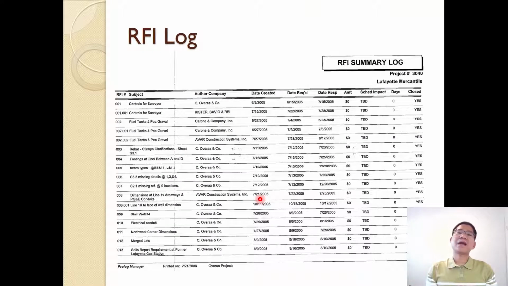And same at the ASI log, architectural supplemental instruction, you have a request for information log, so that you see when the RFI was created, when requested, what day the response was received, and any implication in terms of cost and schedule impact, and whether that RFI is already closed or still open, so that you can see the status of that. If a project has thousands of RFIs, it may show you something about the quality of the design for that project.